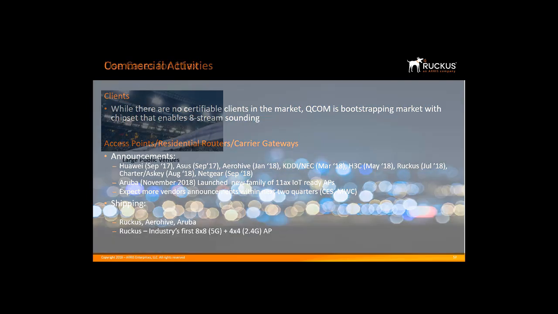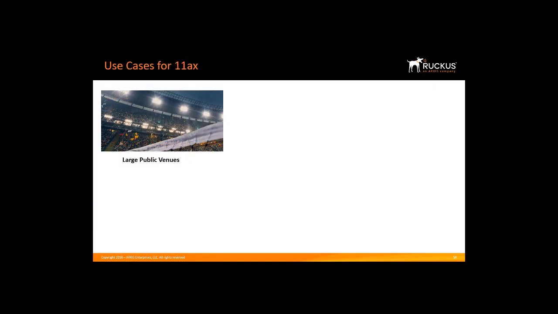As a note, Ruckus was the first to market with the industry's first 8x8 5 GHz plus 4x4 2.4 GHz 11ax access point. The advancements in 802.11ax will benefit a wide range of use cases, but are particularly important for dense environments in which large numbers of users and devices are connecting to the network. Some scenarios that will benefit from advancements in the 11ax standard are large public venues.